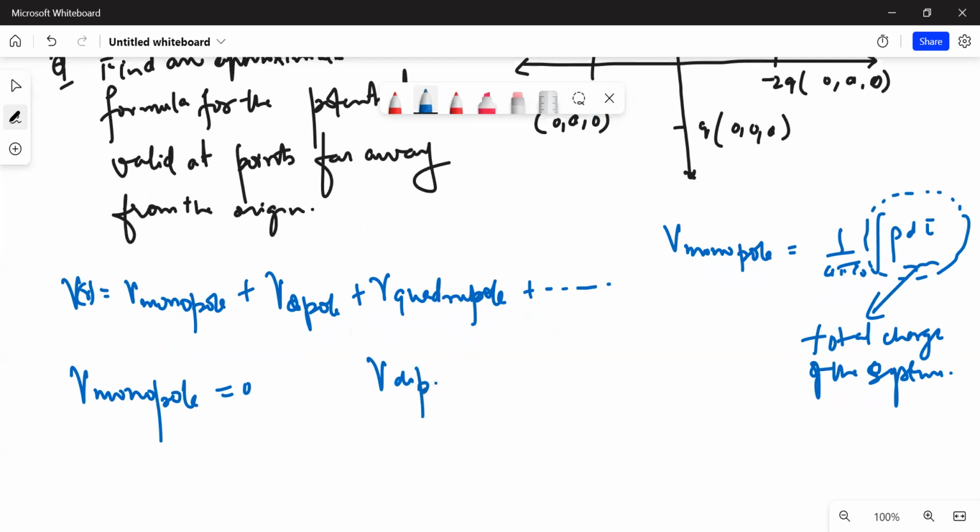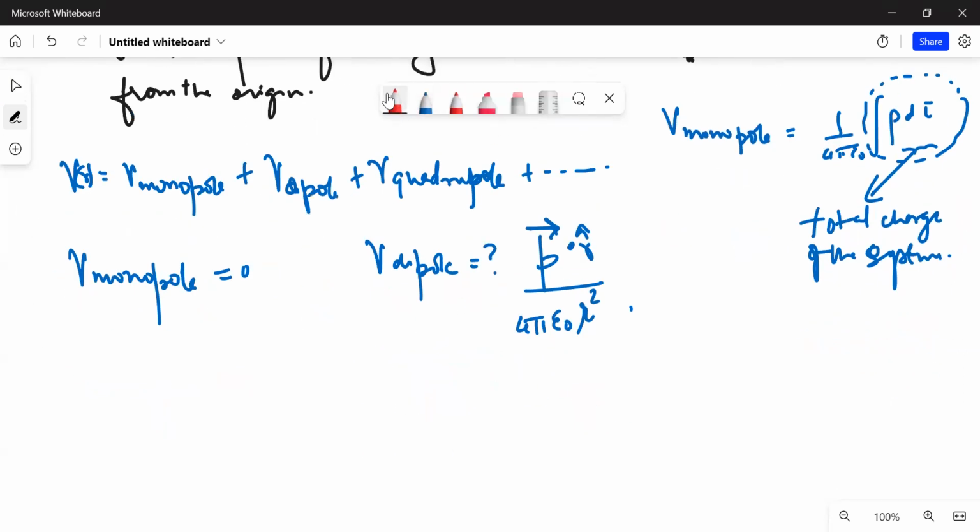Now we should find what is V dipole. In order to find V dipole, one needs to find the dipole moment, because one knows that p vector dot r cap upon 4 pi epsilon naught r square is the potential due to a dipole. So if I know my dipole moment, I will be able to find the potential due to the dipole, where r cap is the unit vector along r. So let us first find the p vector.